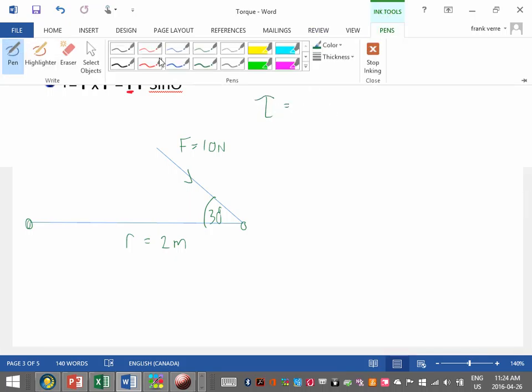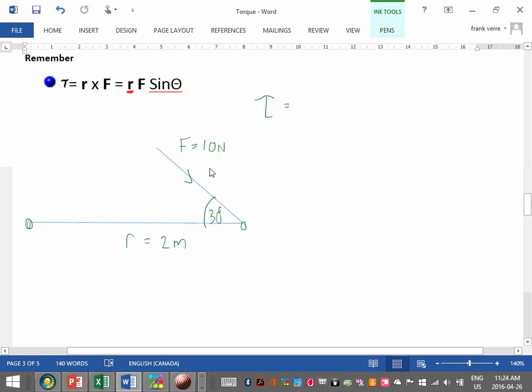So what component would you need? You would need this component, right? That would be the opposite side, so it would be the radius, r, 2, times F, which is 10, in this case times sine 30, and that would give you 2 times 5, which is 10 newton meters, correct?